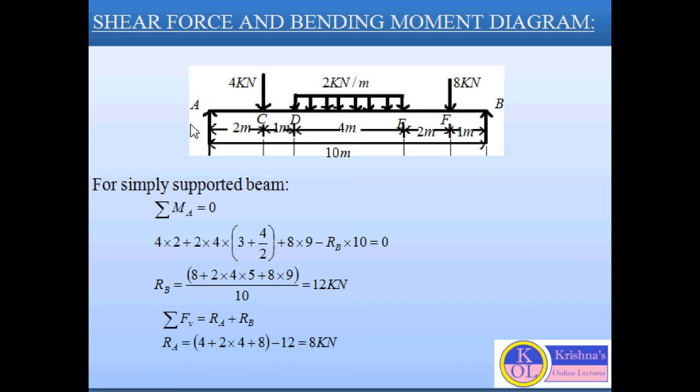You can see in this diagram it is simply supported at points A and B, and a number of loads are acting at different positions on this beam AB. There are 2 point loads acting on this beam. First is 4 kilonewton at a distance of 2 meters from point A, and another is 8 kilonewton at a distance of 1 meter from point B, and the third load is a uniformly distributed load of 2 kilonewton per meter, acting over a span of 4 meters on this beam.